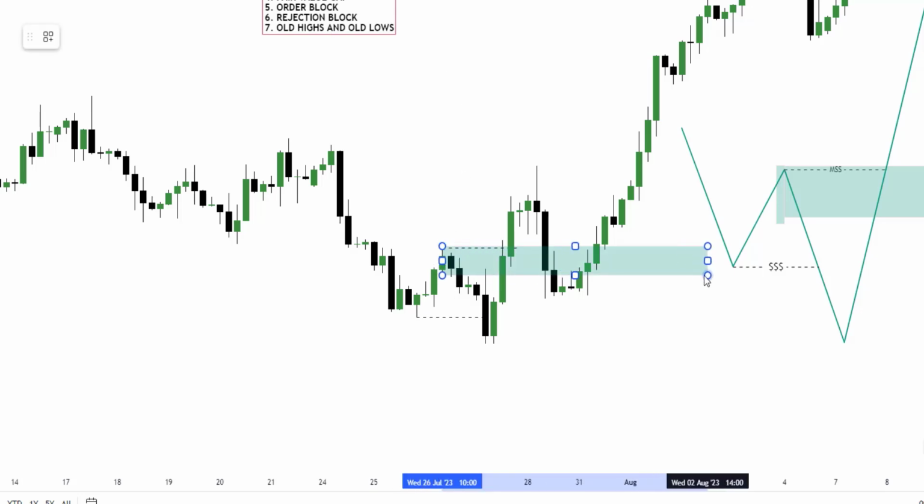I hope you're seeing this. This is your breaker block. So if price is coming back, we want to see price react from there and then it starts moving. So that's basically what a breaker block is.